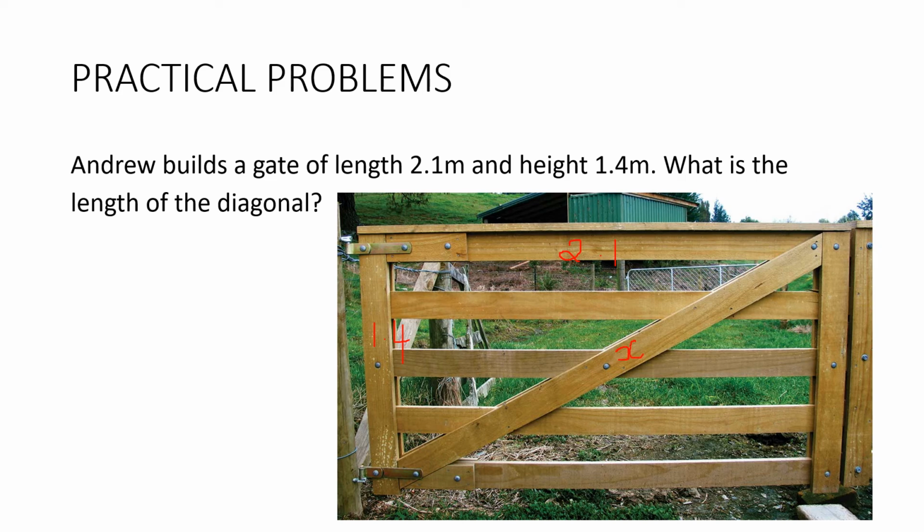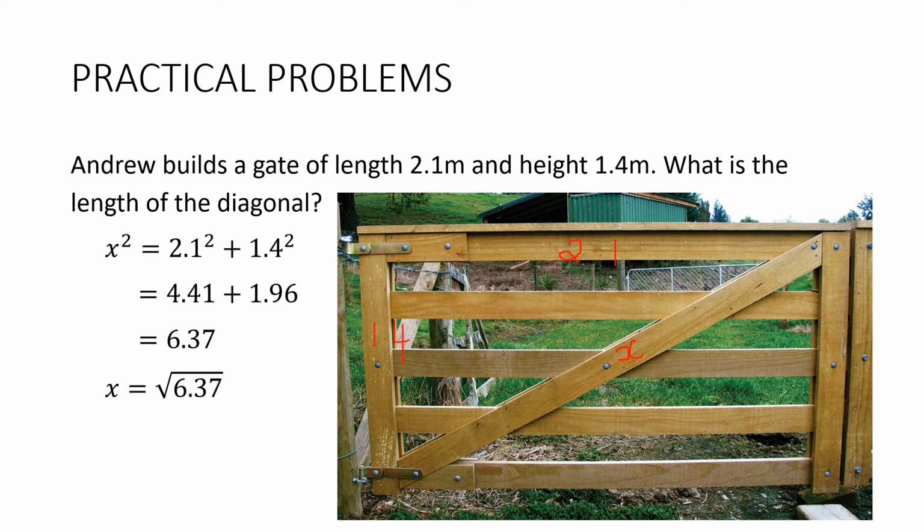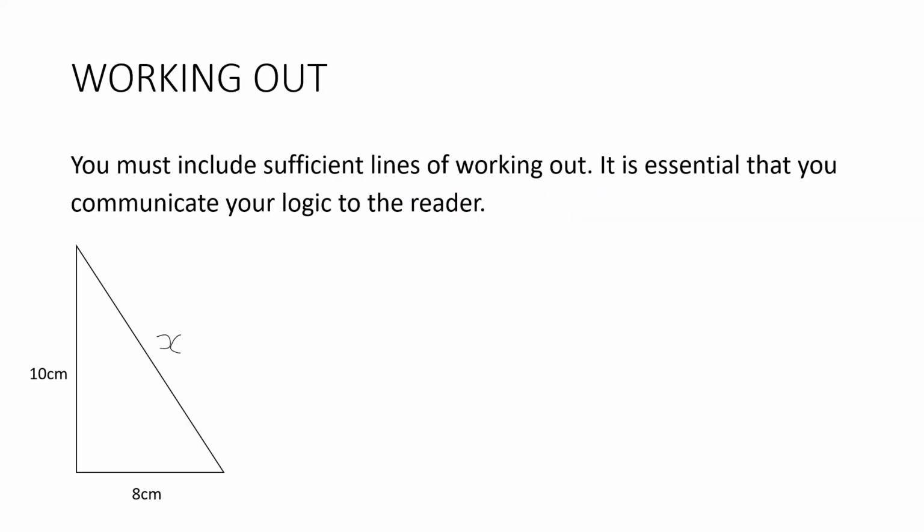So we're just going to use Pythagoras' theorem. X squared is equal to 2.1 squared plus 1.4 squared. Working these out, we get 4.41 plus 1.96, which is 6.37. And then finally doing the square root, x is equal to square root of 6.37, which is 2.5 meters. You can see how I've included the units, and I've only gone to one decimal place to match the dimensions given in the question.